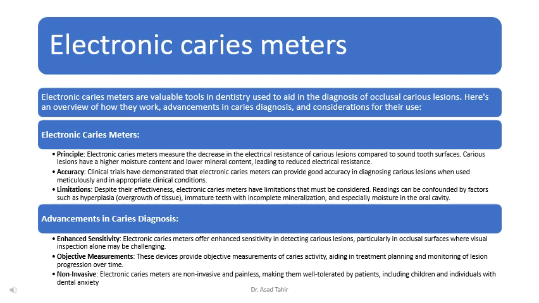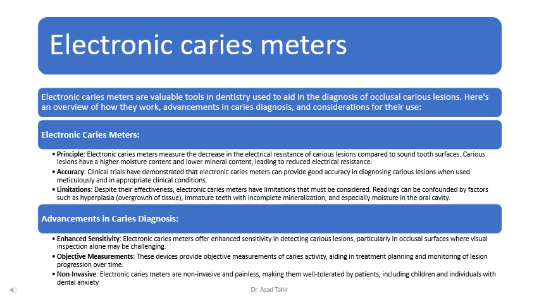Electronic caries meters are valuable tools in dentistry used to aid in the diagnosis of occlusal carious lesions. Here's an overview of how they work, advancements in caries diagnosis, and considerations for their use. Electronic caries meters. Principle. Electronic caries meters measure the decrease in the electrical resistance of carious lesions compared to sound tooth surfaces. Carious lesions have a higher moisture content and lower mineral content, leading to reduced electrical resistance.